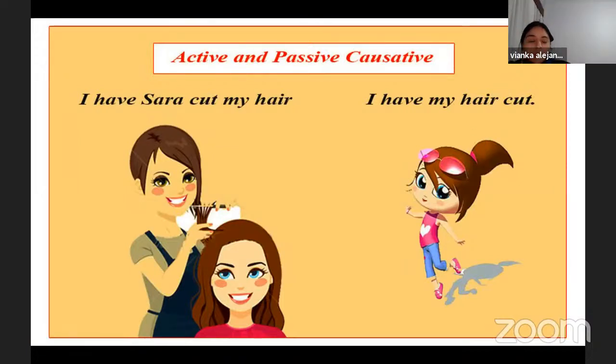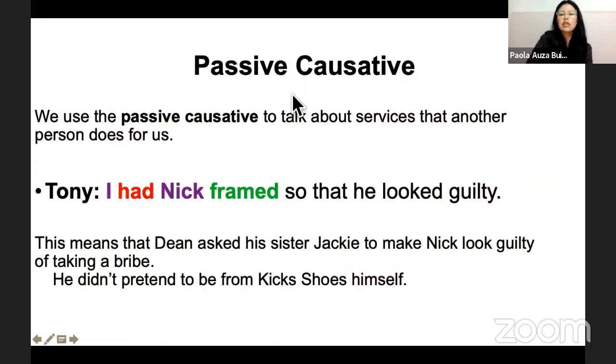I probably can do it, no? However, I'm not going to do it as well as someone else, a hairdresser, for instance. Or some of you guys, you don't usually cut your hair, you need a barber, right? So it's important that we understand that when we use this passive causative, we are talking about services. In the case of services, we're using had. Nick, could you read this sentence, please?